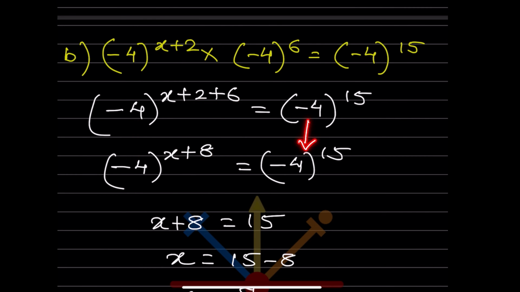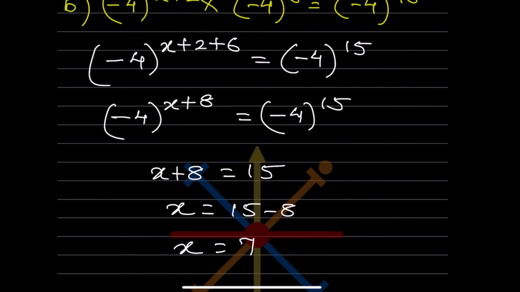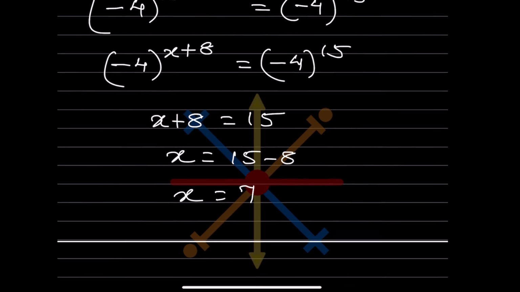Now let us keep the right hand side the same. So now since the bases are the same, the exponent should be the same. So let us ignore the bases. So x plus 8 is equal to 15. So x is equal to 15 plus 8, that is minus 8. So x is 7.